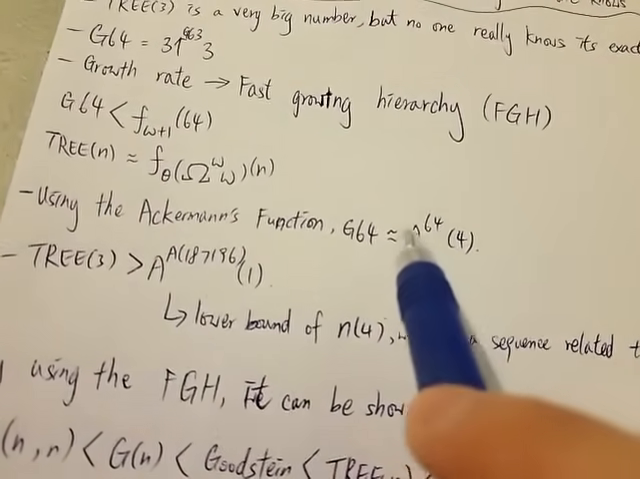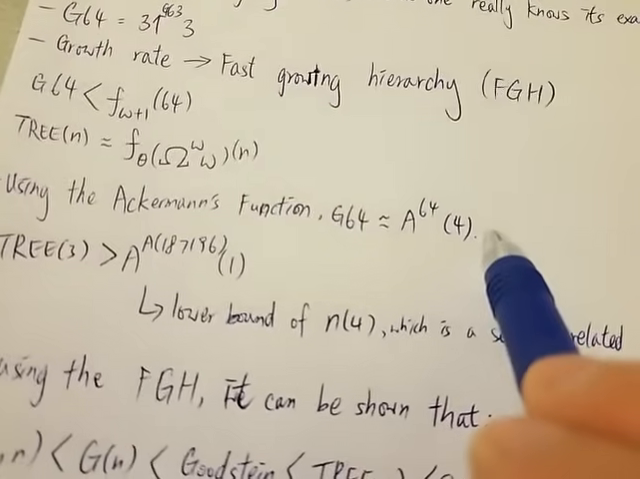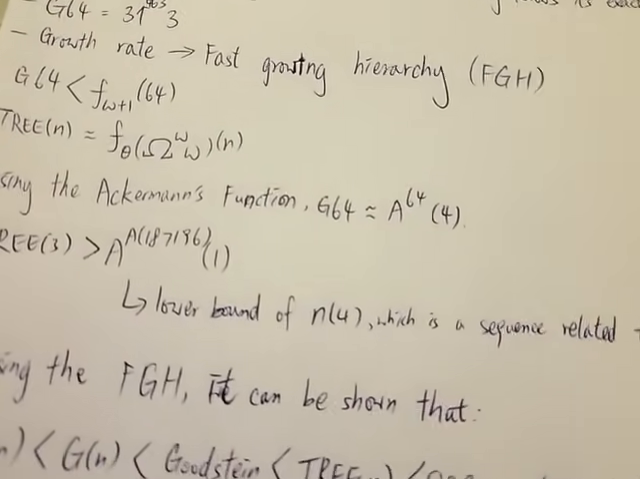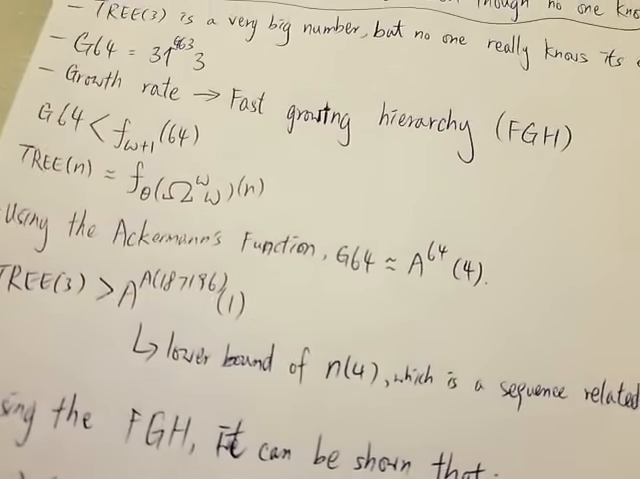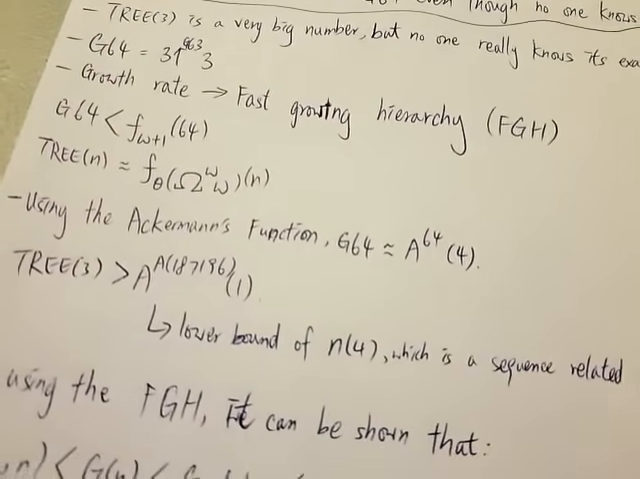It's kind of like Graham's number is bigger than 3. So 3 is a lower bound for Graham's number, but we know that Graham's number, of course, is way bigger than 3.